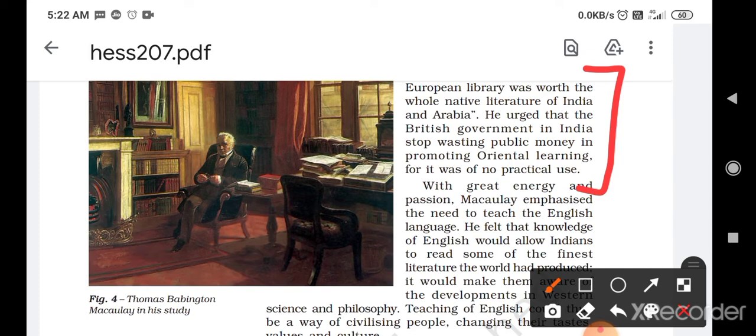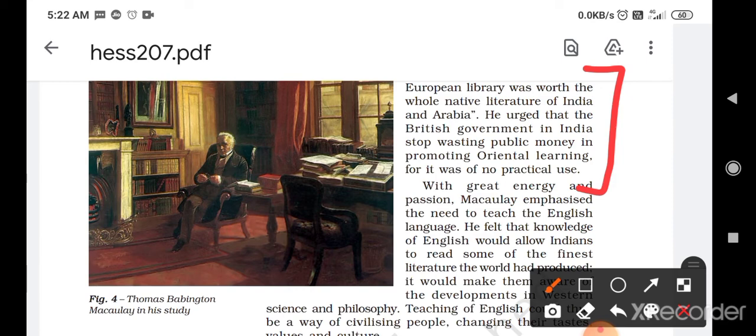He urged that the British government in India should stop wasting public money in promoting Oriental learning, because it has no practical use. Okay, obviously Oriental learning is just about getting to know the history, learning about sacred poems, and learning about the basic values of life.